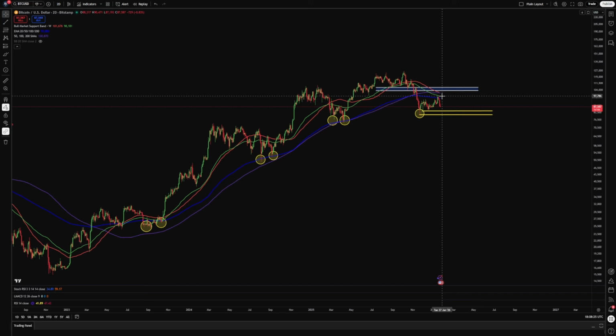The momentum indicators, right? This is the one caveat. The momentum indicators on the weekly time frame, the 2-week time frame, they're reset. They want to move higher, right? And I said this in the last video, they're standing on the corner advertising, come buy Bitcoin. We are all reset and ready to go higher.